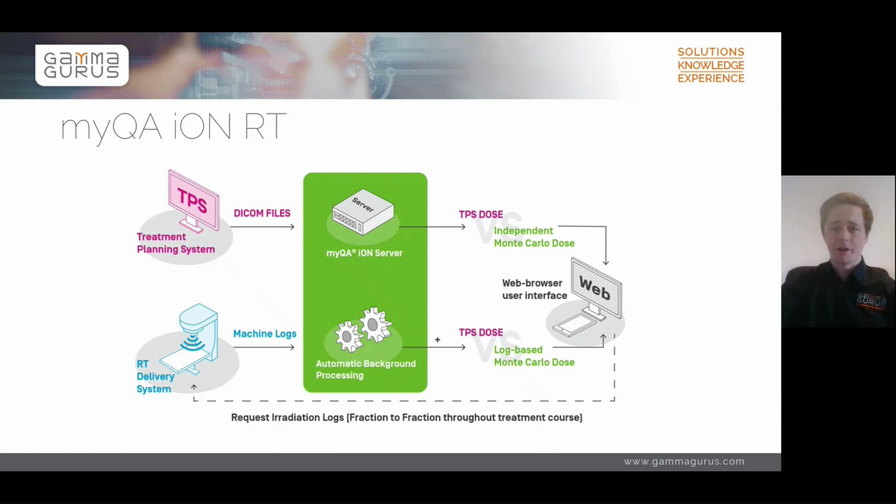As mentioned, myQA iON is installed on a dedicated server, fulfilling the minimum requirements. There is no need to manage any individual clients, as it is a web-based application and can be accessed from any workstation in the same network as the server. Data from your TPS and LINAC is fed into the application to provide a comprehensive patient QA solution.